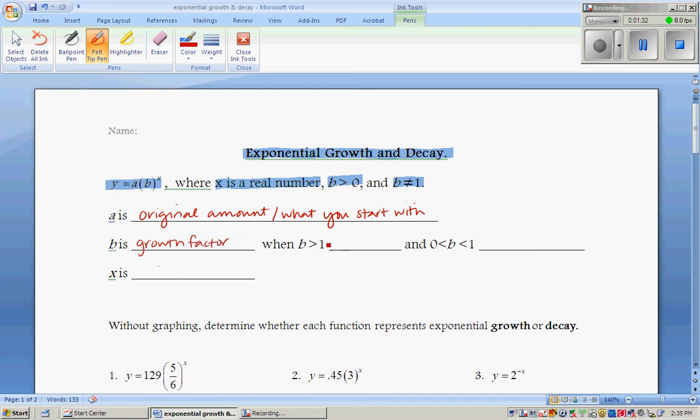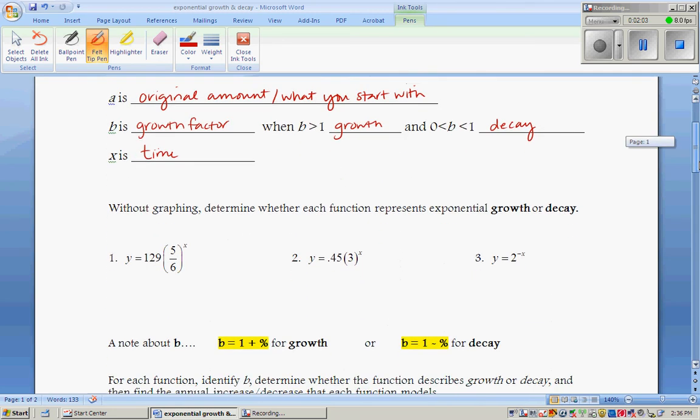When b is greater than 1, we have exponential growth. And when b is less than 1, but bigger than 0, we have decay. If b equaled 1, there wouldn't be any growth or decay. You would be staying the same, which is why b does not equal 1. And x, finally, is just time. A lot of the time it's going to be annually, in years, but when you're talking about half-lives, it could be in seconds or minutes.